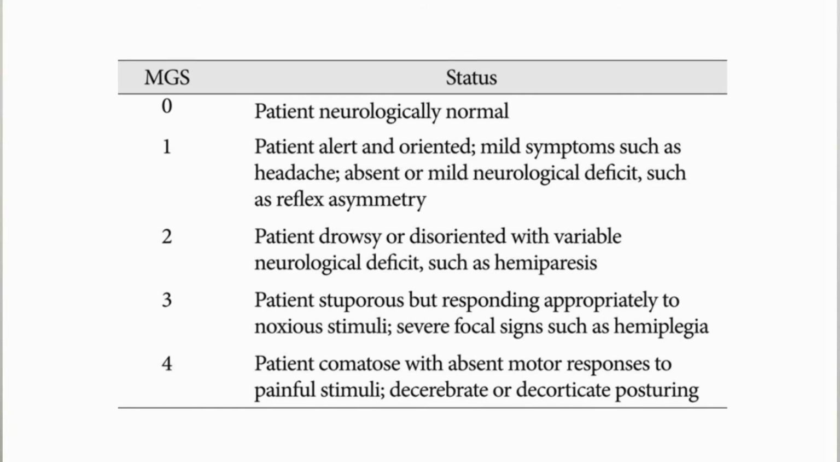So stage 0, neurologically normal. Stage 1, alert and oriented with mild symptoms or mild signs. Grade 2, patient is drowsy or disoriented and with moderate signs, so there is an obvious hemiparesis. Grade 3, patient is stuporous, M4 or M5 in GCS, responds only to pain. And grade 4, the patient is deeply comatose with no motor response or a decerebrate or decorticate response. So that's GCS of M1, M2 or M3.